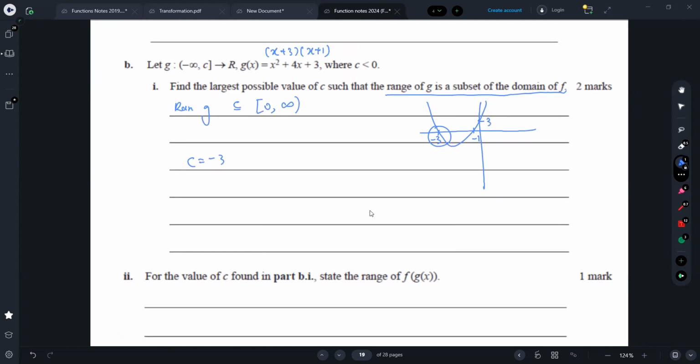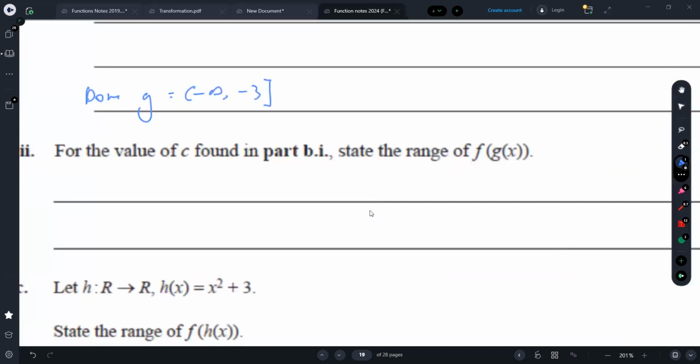Now that we know the domain of g is -infinity to, what was it, -3? That's going to be what we're subbing into the function here. The inside function is g(x), so we're going to deal with that first. Something's going to go in here, something's going to come out, and then it's going to go into f(x), and something else is going to come out.